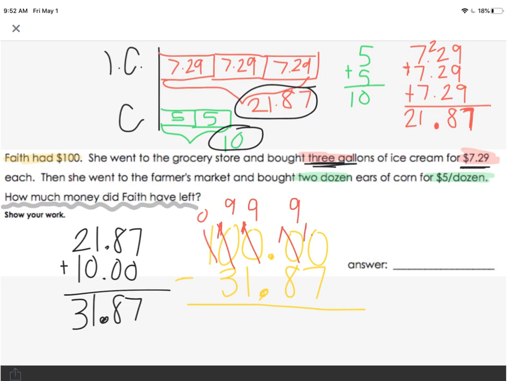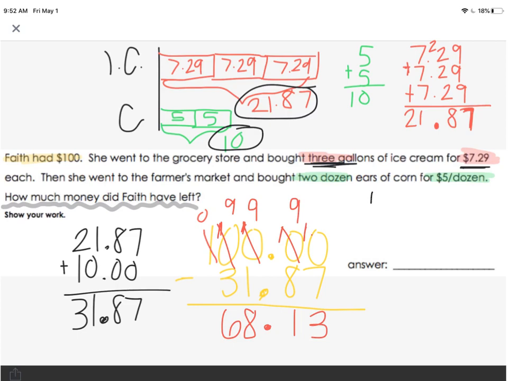So 10 minus 7 gives us 3. 9 minus 8 gives us 1. I'm always just going to drop that decimal. 9 minus 1 is 8. And 9 minus 3 is 6. So, Faith had $68.13 left.